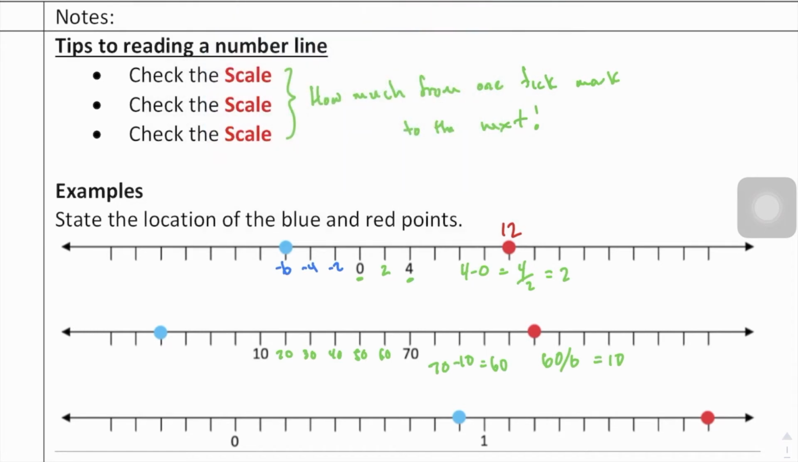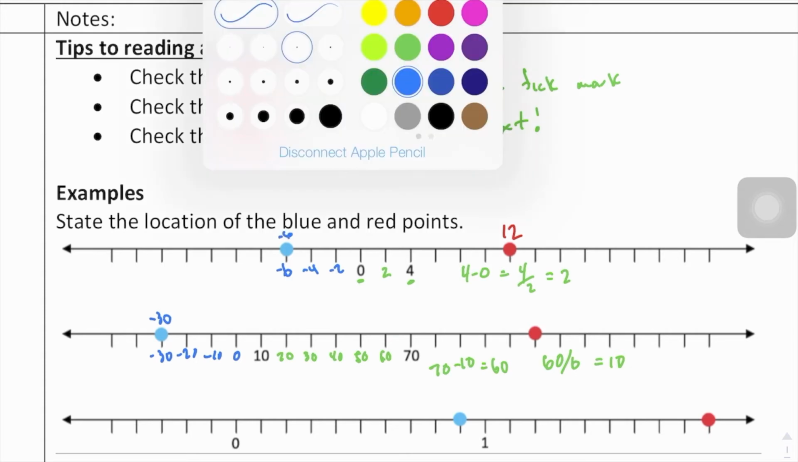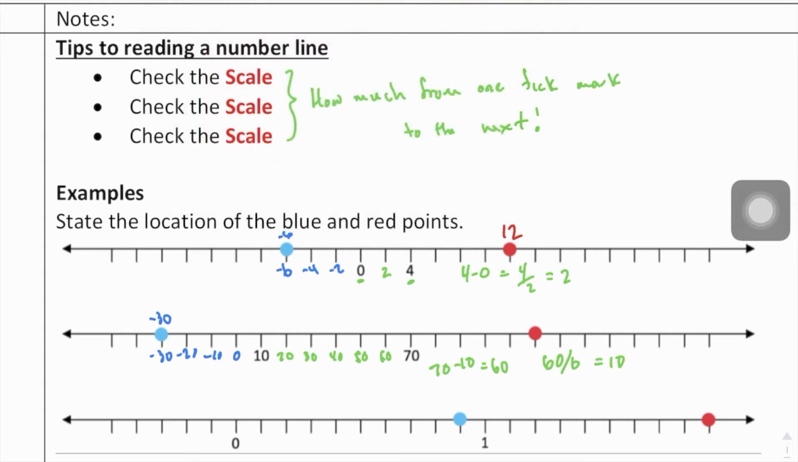So from 10, this is going to be 0, -10, -20, -30. So that's going to be -30 up there. And then the red point is 70, 80, 90, 100, 110, 120.